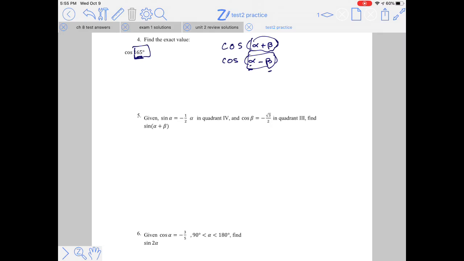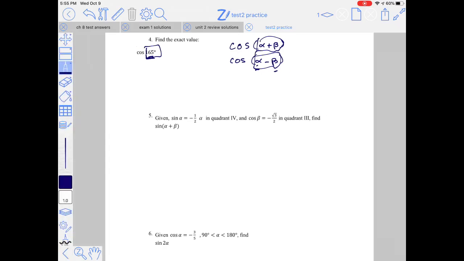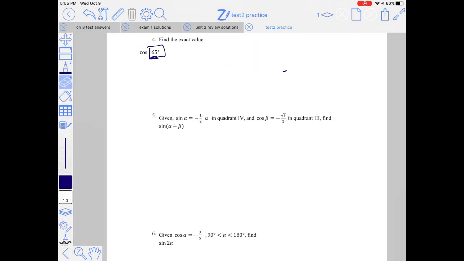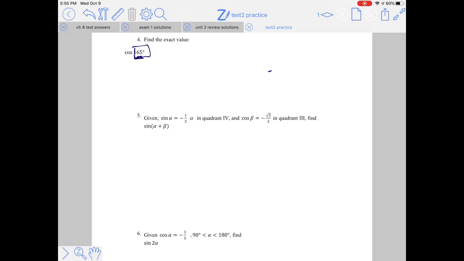It's one of our special angles on the unit circle. Its reference angle is 60. So that would work. 120 plus 45. So what I would suggest doing on this problem then is considering, instead of cosine of 165, consider cosine of 120 plus 45.